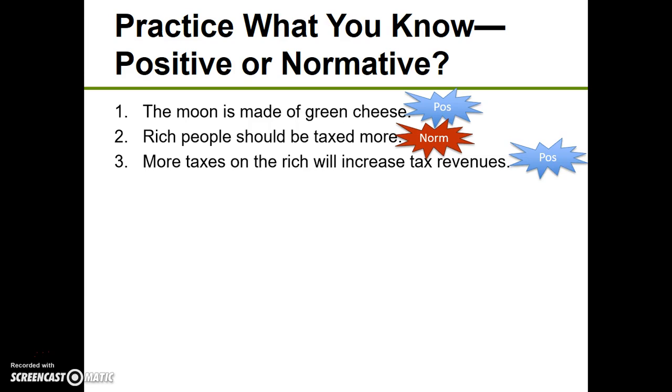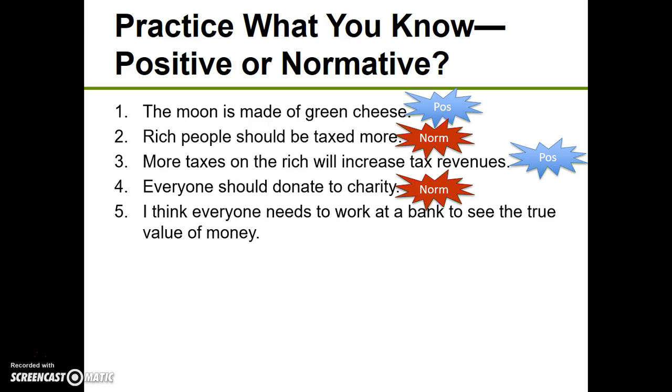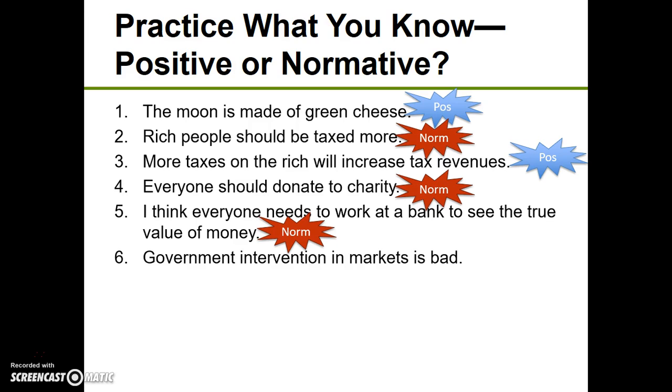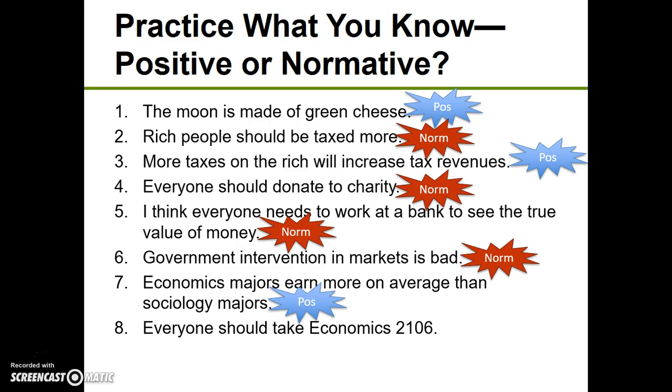More taxes on the rich will increase tax revenues. This is a positive statement. We can test that. Everyone should donate to charity. Again, should. That's a normative statement. I think everyone needs to work at a bank to see the true value of money. Again, normative. Government intervention in markets is bad. Again, an opinionated sort of question. Normative. Economics majors earn more on average than sociology majors. We can test this. It's a positive statement. And lastly, everyone should take Economics 2106. It may be true, but it's still sort of an opinionated statement.